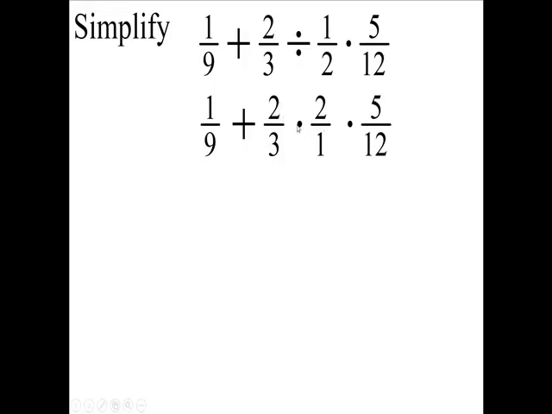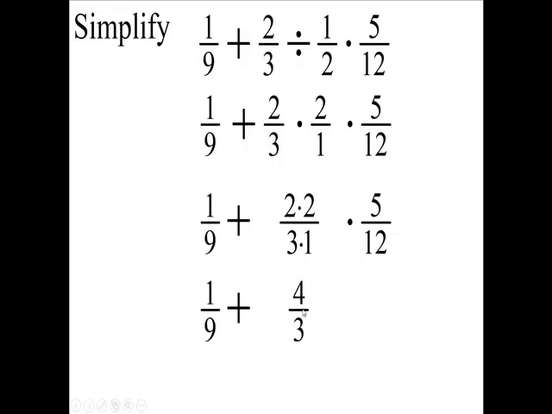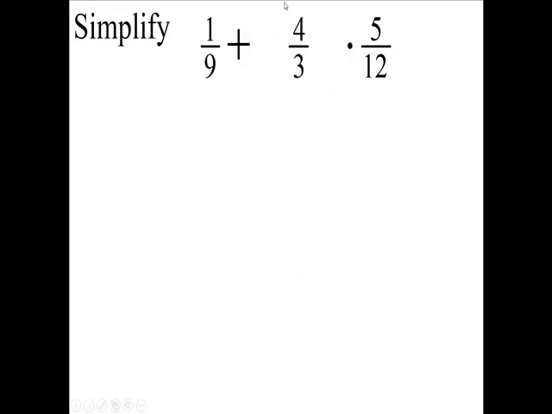We're going to multiply 2 times 2 and 3 times 1. So we're going to group the numerators and group the denominators. So we'll have 1/9. We're going to have one fraction out here with 2 times 2 on the top, 3 times 1 on the bottom, and then we have our 5/12. Okay? Now 2 times 2 is what? 4. 3 times 1 is 3. So we replace this with 4/3. That times my other fraction. Okay, copy that up here.